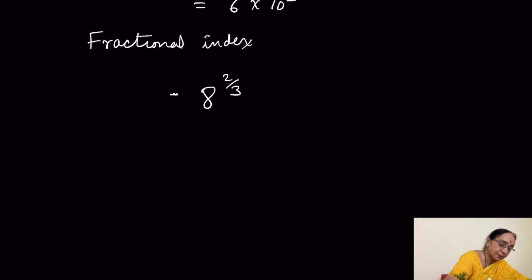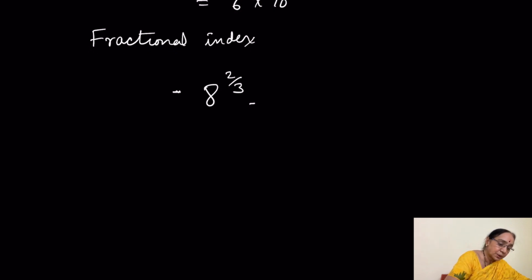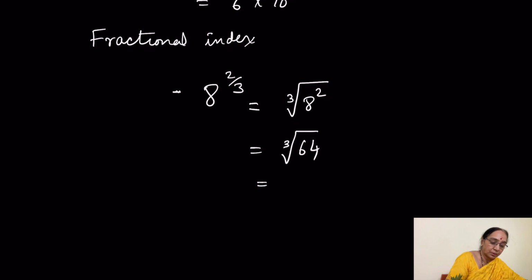Here, we have already learnt about cube roots, square roots. So we bring in that knowledge here. It is cube root of 8 squared. The denominator tells you what is the order of the root, order of the radical. So here it is cube root of 8. Now, this cube root of 8 squared will be cube root of 64. And cube root of 64 is 4. So it makes sense to write like this.